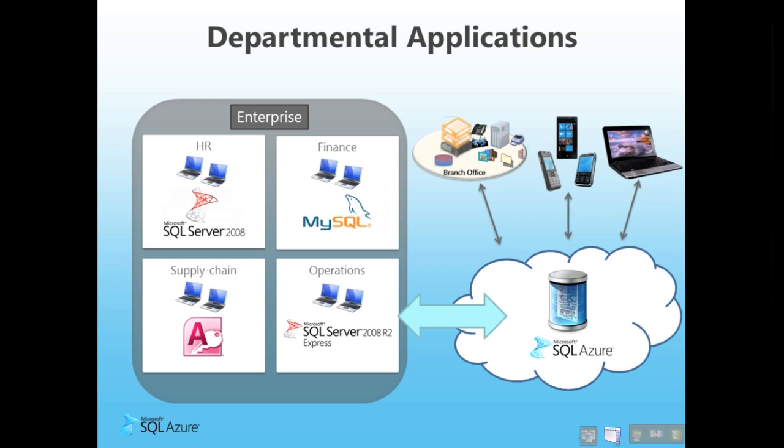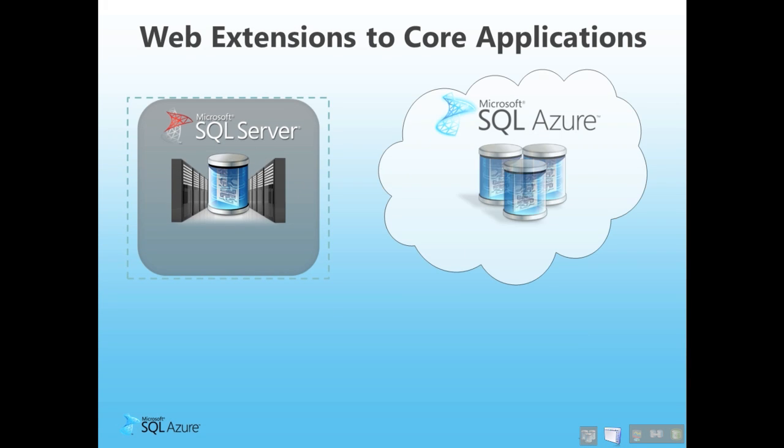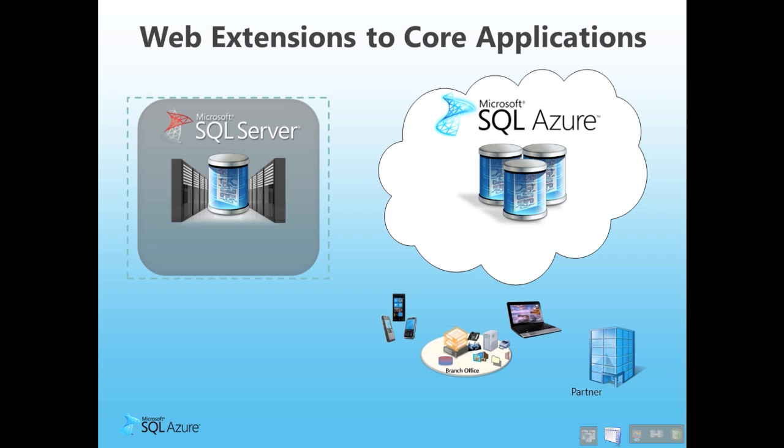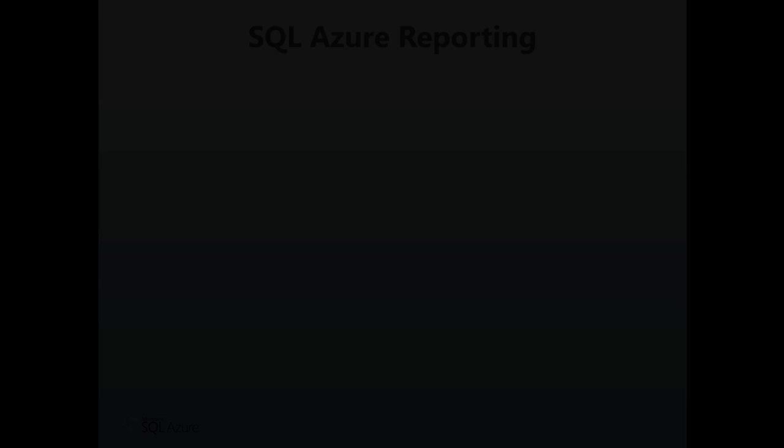Additionally, SQL Azure creates new use cases for applications by extending data into the cloud. Extending LOB systems to the cloud makes it much easier to establish connections with partners, branch offices, and mobile users. And in cases where you extend or replicate data from enterprise systems to the cloud, you can use SQL Azure Data Sync to provide bidirectional synchronization between on-premises SQL Server databases and SQL Azure instances.